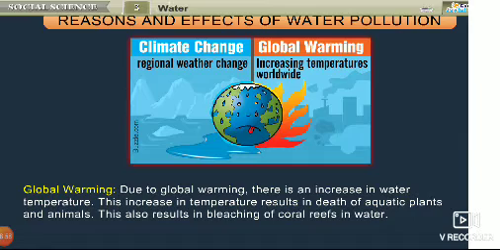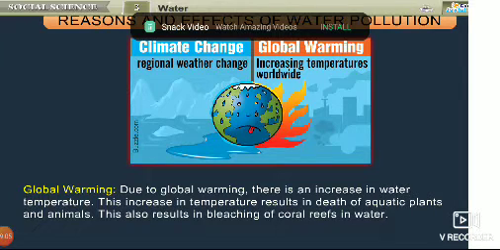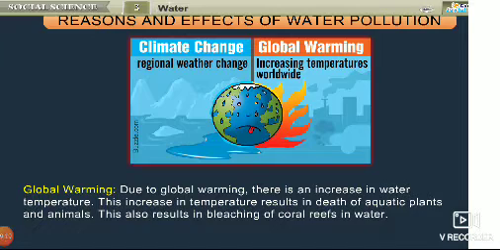Global warming. Due to global warming, there is an increase in water temperature. This increase in temperature results in death of aquatic plants and animals. This also results in bleaching of coral reefs.